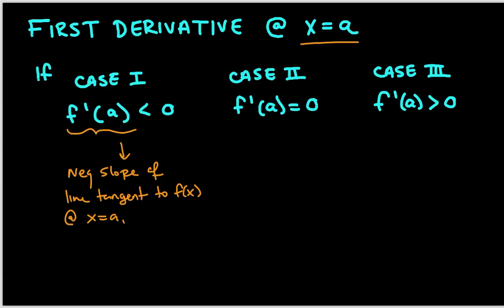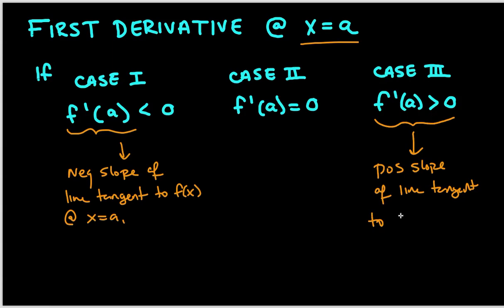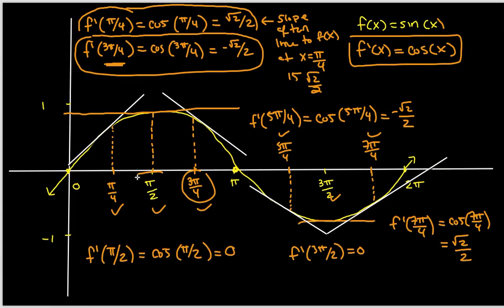So when we had this going on, we have a positive slope of line tangent to f of x at whatever x equals a point we're talking about. And then we have this final case, and the final case is when the derivative at some point a is equal to 0. So where did we see that? We saw that here, and we saw that here.